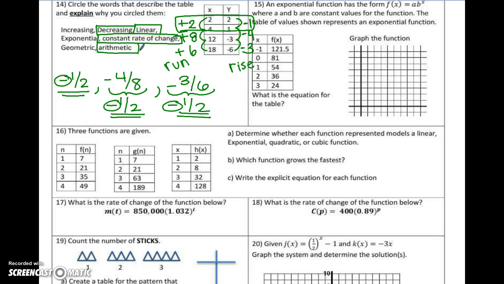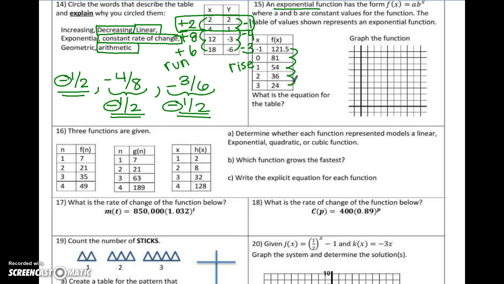Number 15, an exponential function. Oh, and explain why we circled them on the last one. Well, I believe that all the work we did there does explain that. Exponential function f(x) equals a times b to the x, where a, b are constant values for the function. And we've got our table here. So already we know this is exponential because it tells us in the problem. That means that we are either multiplying or dividing on this.